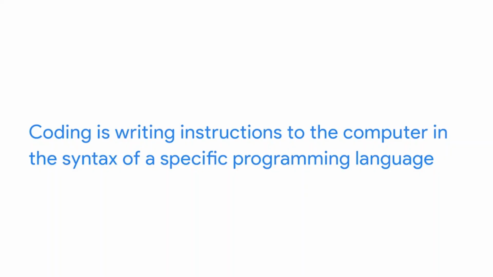You can think of a programming language as a bridge that connects humans and computers and allows them to communicate. Programming languages have their own set of rules for how these words and symbols should be used, called syntax. Syntax shows you how to arrange the words and symbols you enter, so they make sense to a computer. Coding is writing instructions to the computer in the syntax of a specific programming language.